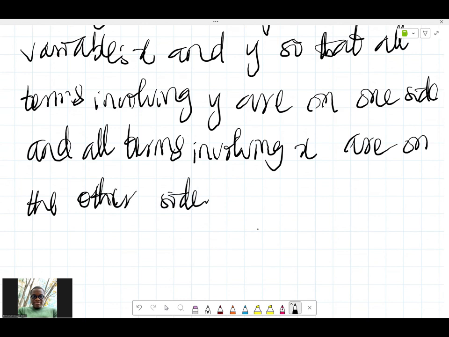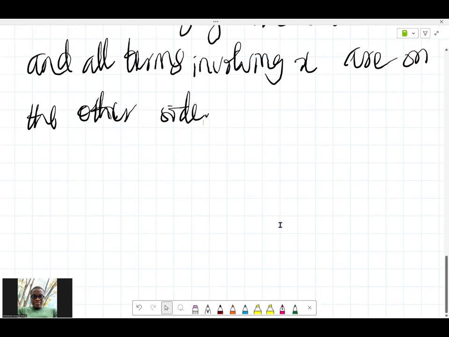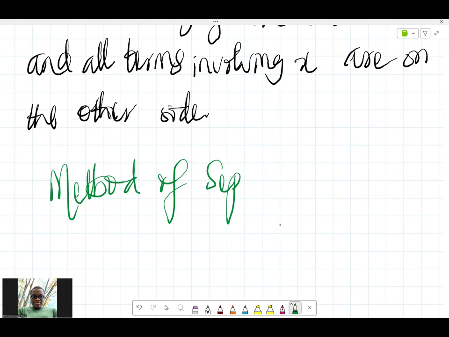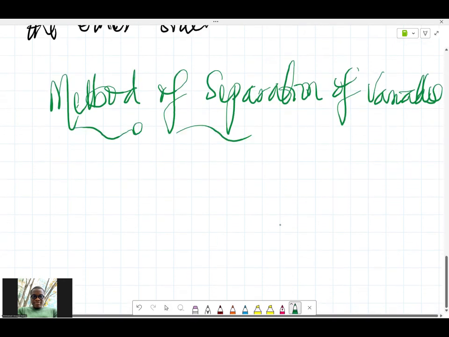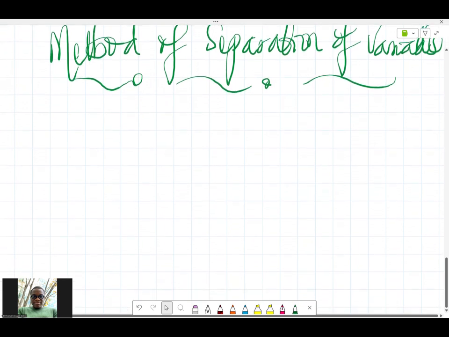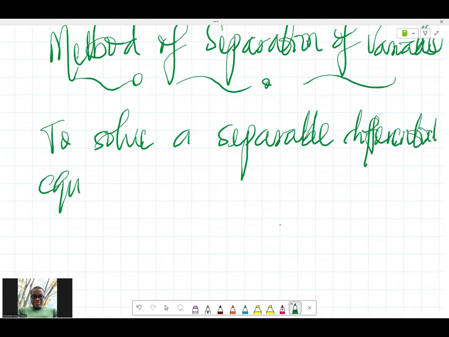Okay, with that done, let's talk about the method of separation of variables. So how do we apply this method? To solve a separable differential equation, follow these steps.